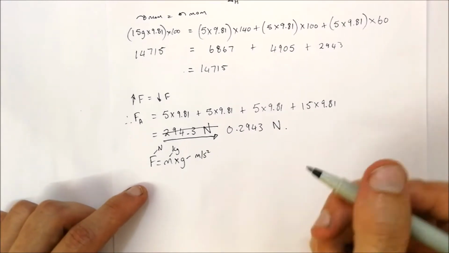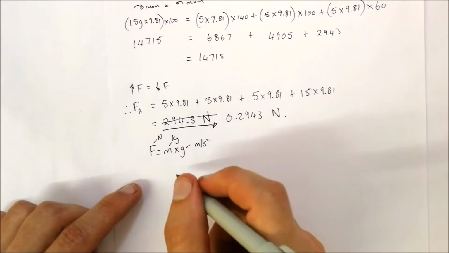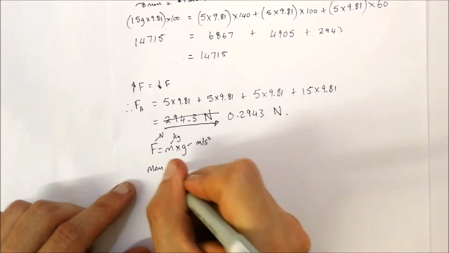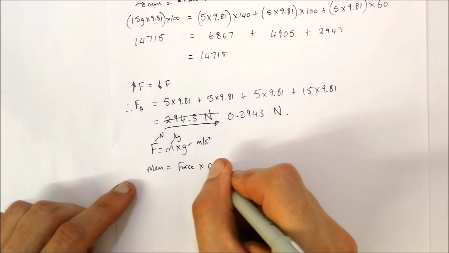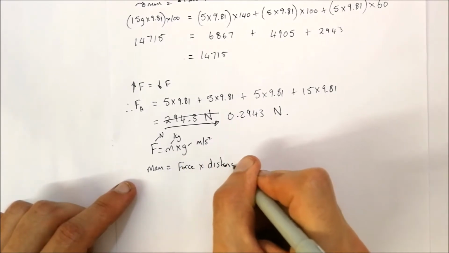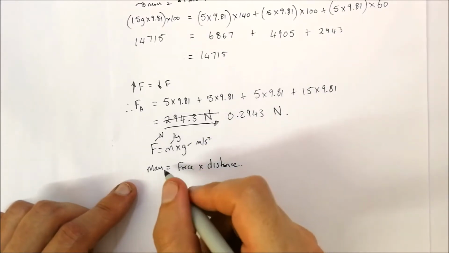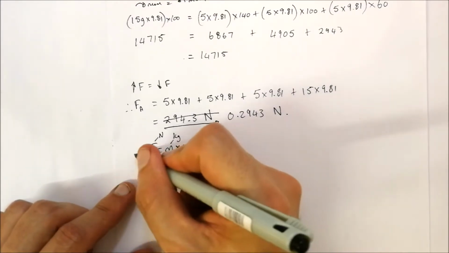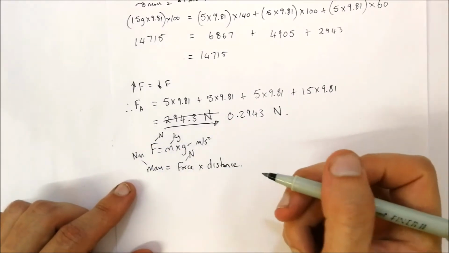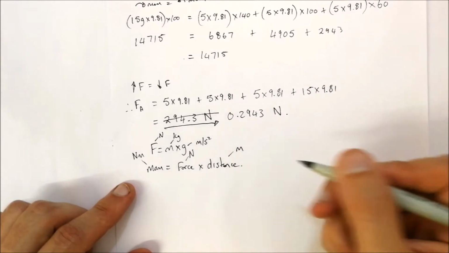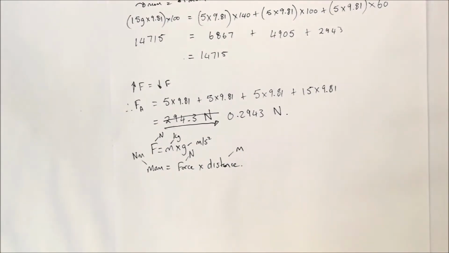And when we've got our moments, that is equal to our force multiplied by our distance. So our moments will be in newton meters, our force must be in newtons, and our distance must always be in meters. Just make sure that when you do your calculations, all the values are in those basic units, and that will prevent you from making any specific errors.